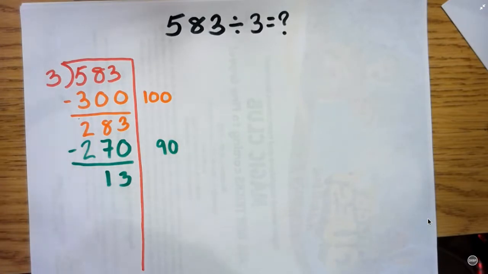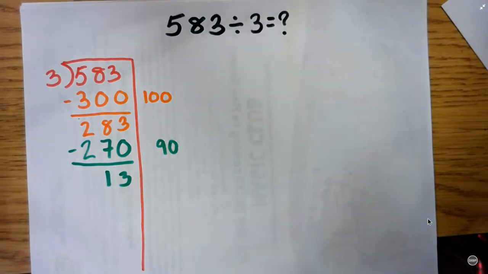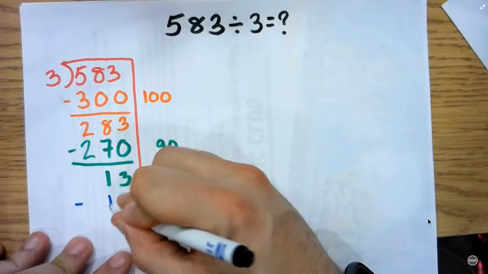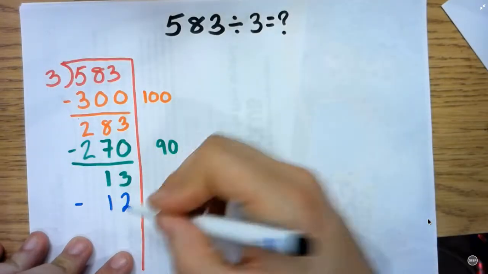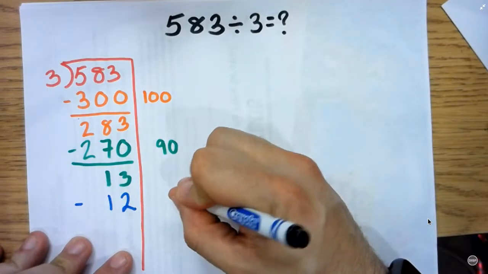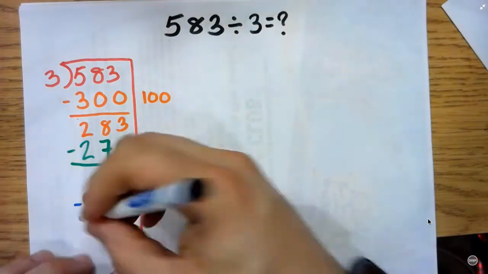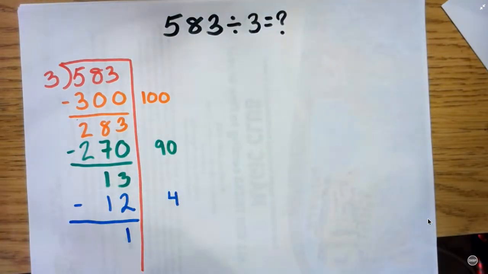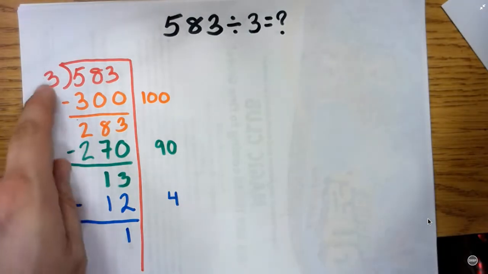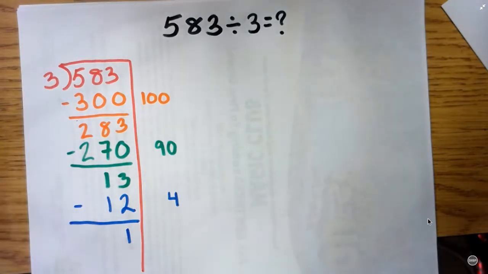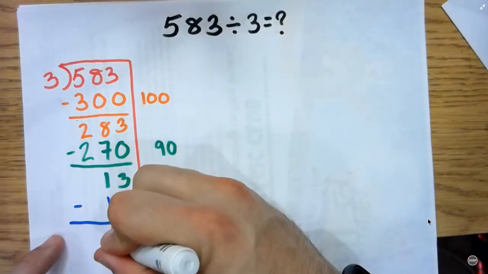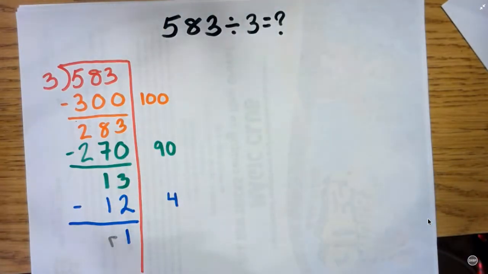So now the question is, what can I do with my 13? Well, let's see. What else can I pull out here? I can pull out 12. And I know that 3 goes into 12 4 times. And when I do my subtraction, 13 minus 12 equals 1. Now, can I pull out anything? Can I put 3 into 1? No, I can't. So that's showing me that that's going to be my remainder. So I'll put a little r here to show that that's my remainder.